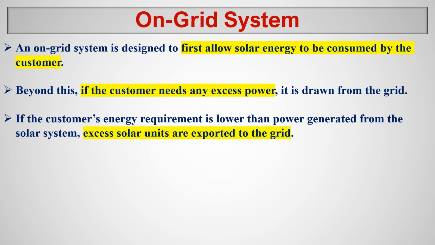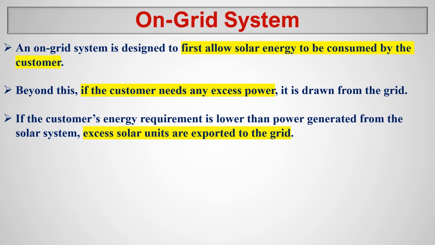So we are taking the grid for granted in these on-grid systems. Whenever we need, we ask the grid to supply the power. And similarly, when we have excess power generated by solar PV, after we use it for our house, if we still have excess power, we can export it to the grid. So that is an important advantage of an on-grid system.